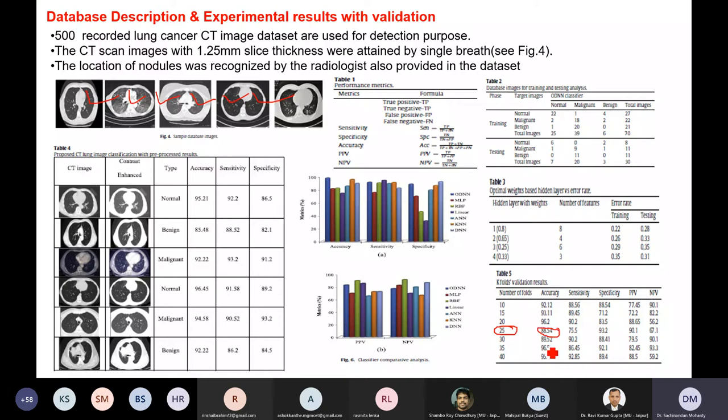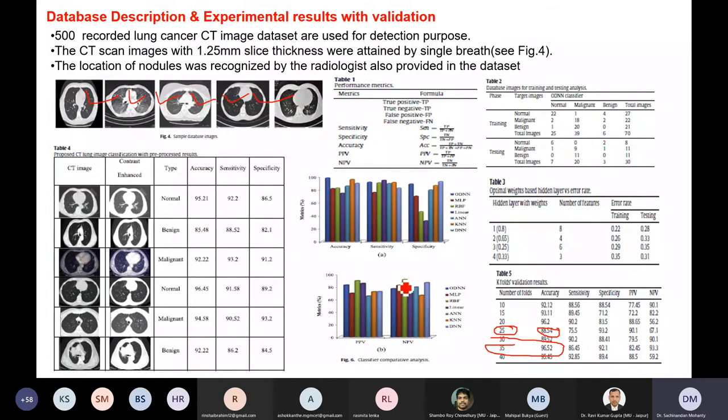But the maximum highest accuracy you will get here in k-fold validation is equal to 96.5. So this is the way you can go on by using sensitivity and specificity. It might be sensitivity, specificity and accuracy. In this way you can go on and do it one by one.